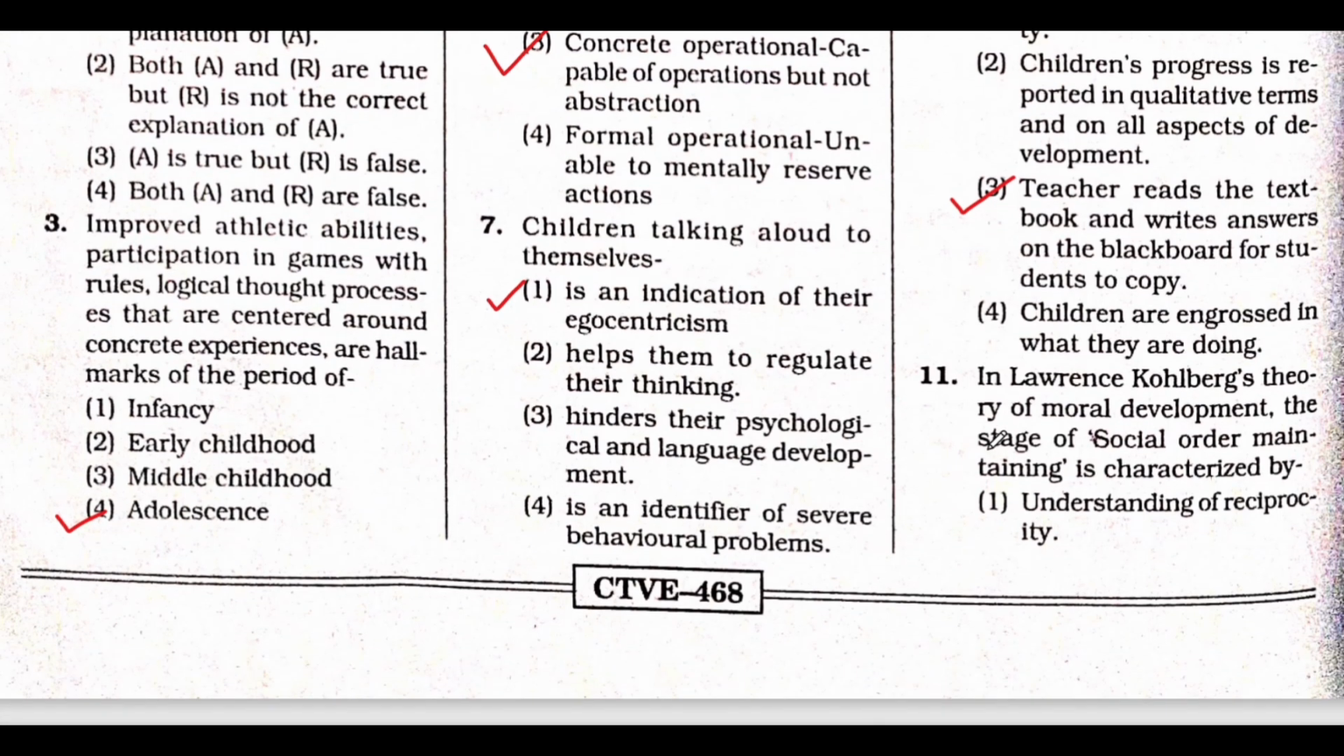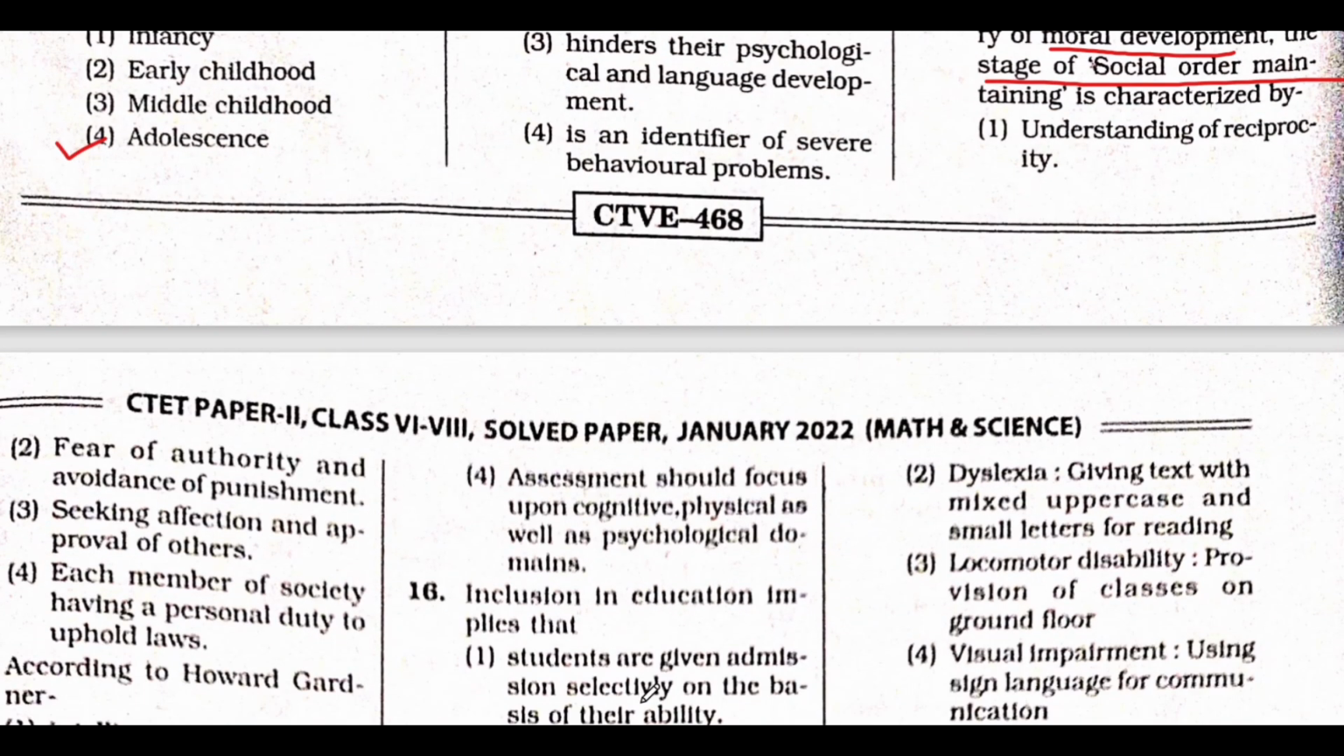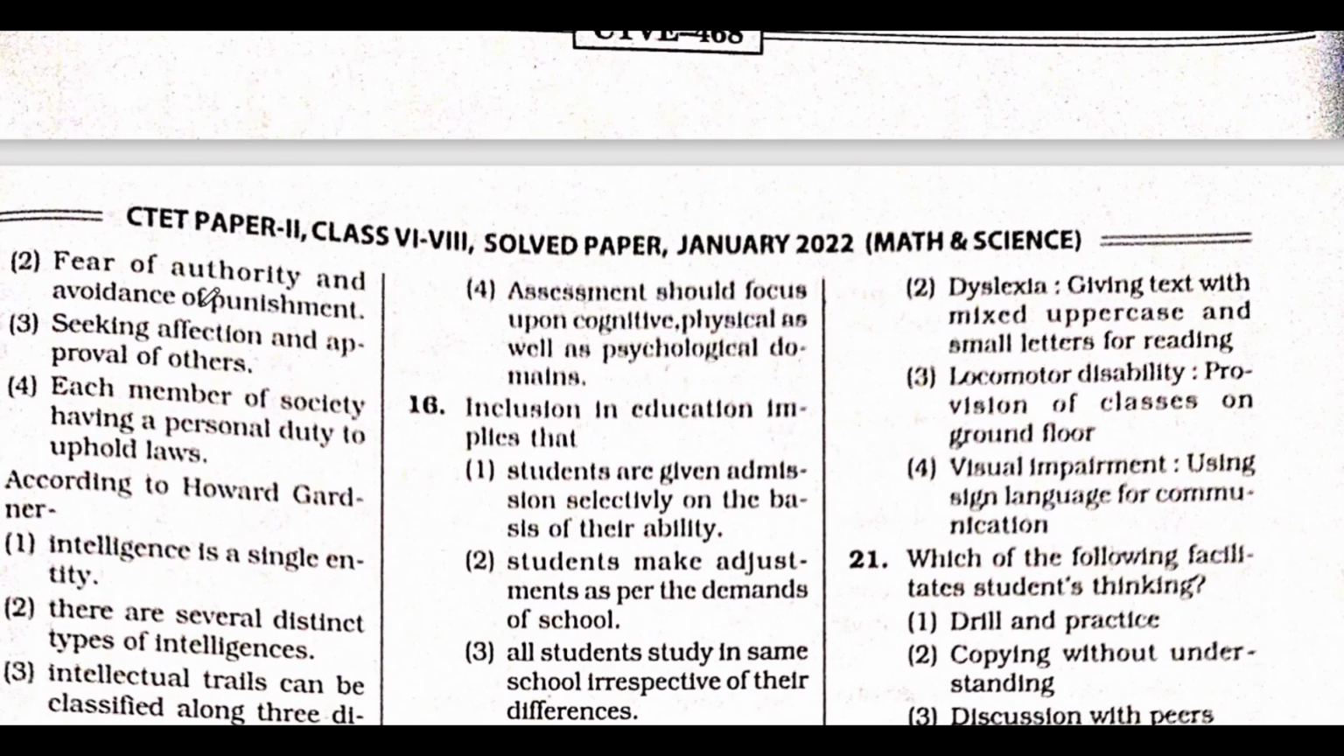Let's go to question number 11. In Lawrence Kohlberg's theory of moral development, he is a psychologist, right? What theory did he give? Moral development theory. The stage of social order maintaining is characterized by what? Understanding of reciprocity. Then let's see. Fear of authority and avoidance of punishment, seeking affection and approval of others, each member of the society having a personal duty to uphold laws. So which one do you think?